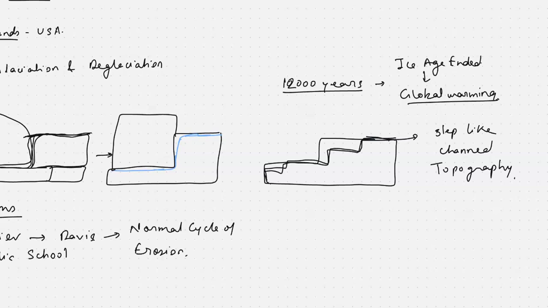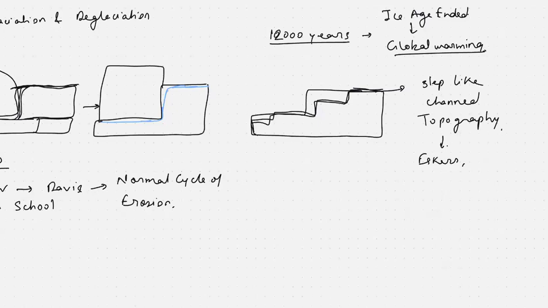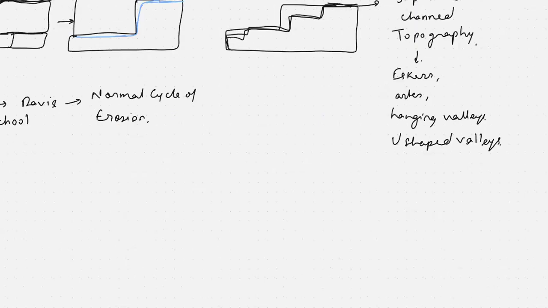Here we will see landforms like eskers, then arêtes, then hanging valleys, and after hanging valleys, U-shaped valleys. Along with this, there is also a change in isostasy, or isostatic adjustment, which will also be seen here. Because of these reasons, the scablands found in the USA have this kind of format. I will be making a 3D diagram of this part.